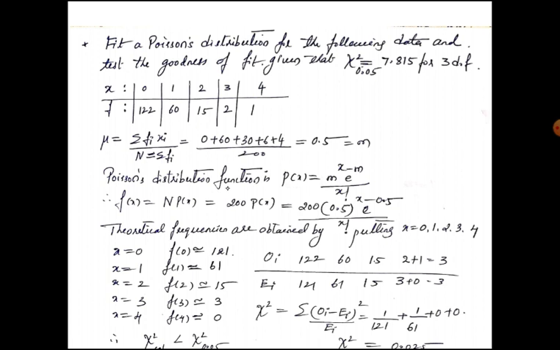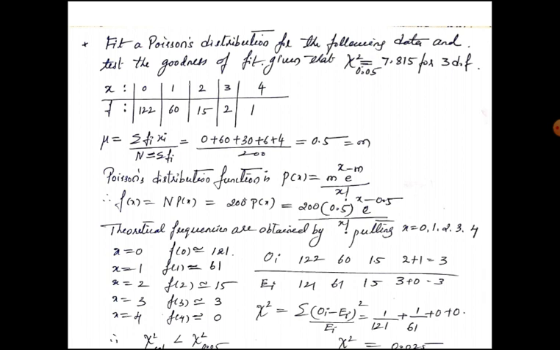Now let us take the Poisson distribution function, that is p of x is equal to m to the power x, e to the power minus m, by x factorial. This m is the mean calculated for this data. But theoretical frequencies are always given by f of x equal to n times p of x. What is n here? N is the sum of frequencies, so it is 200 times p of x. P of x is the density function for the Poisson distribution. So it is 200 into p of x, substituting m as 0.5, 0.5 to the power x, e to the power minus 0.5, divided by x factorial.